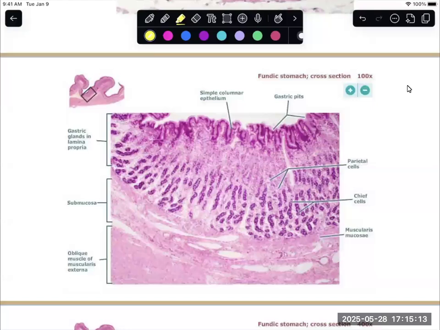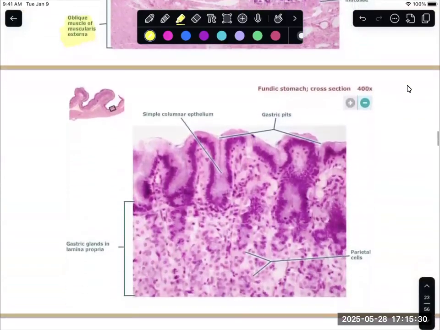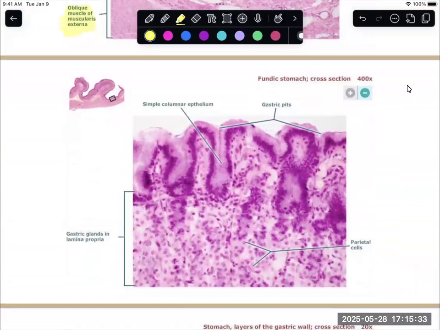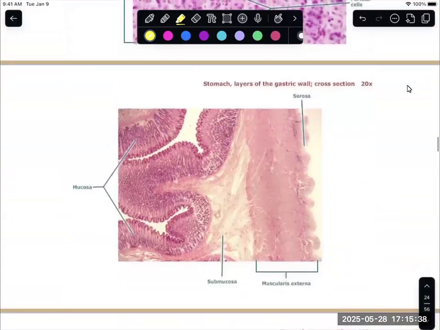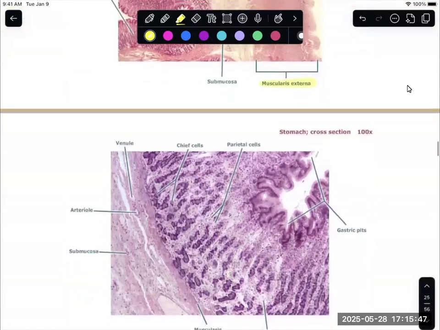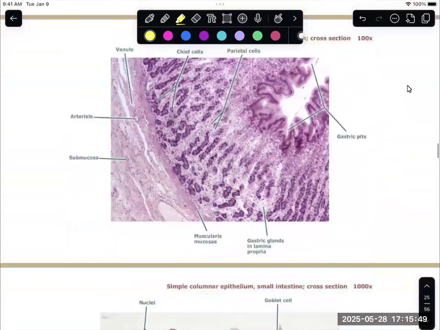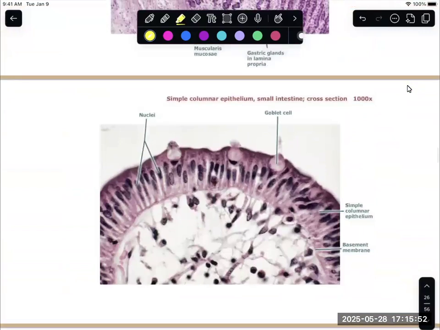So this is in the fundus, so that very top part. We have some different muscular layers. We can see the oblique muscular layer pretty well from this image. Here we can see a bunch of parietal cells and gastric pits coming down. Here's the muscularis externa, that outer layer of that muscle. So there's lots of pictures of the stomach. Then we get into that small intestine.